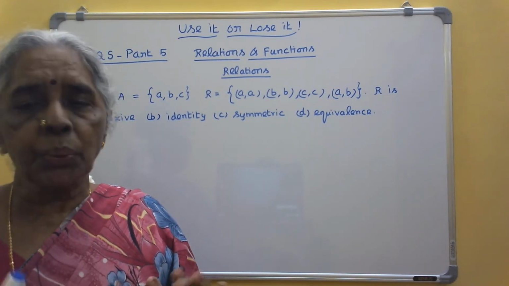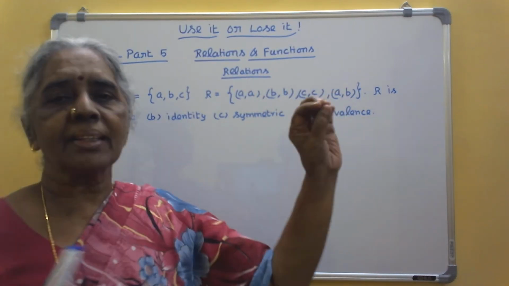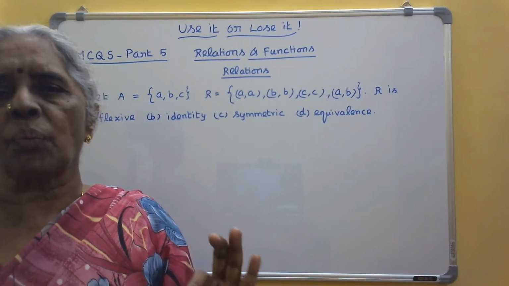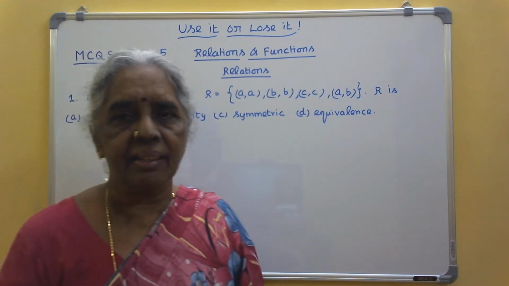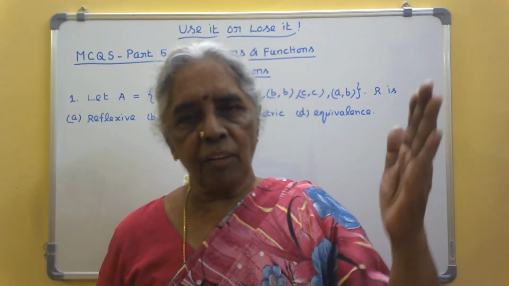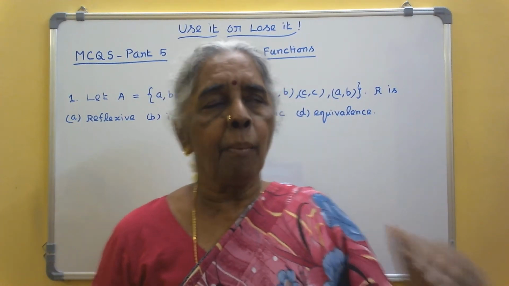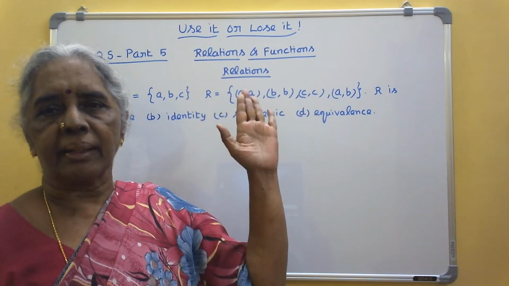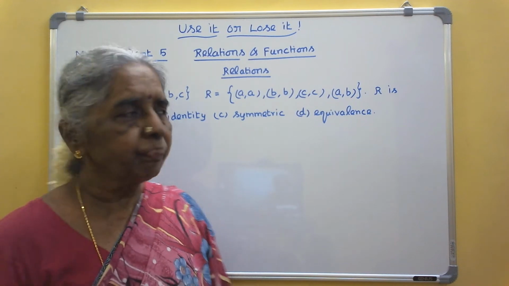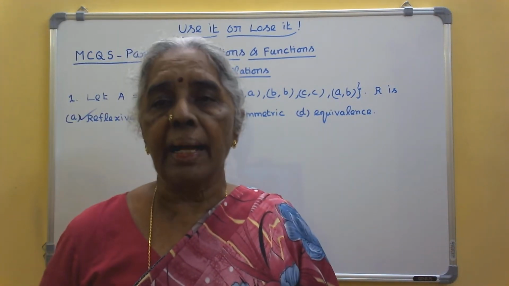But here you should know the difference. Suppose you want it to be an identity relation, that extra element should not come there. It should contain only the reflexive pairs. That is the difference. Okay. Identity relation will contain only reflexive pairs. But a reflexive relation can contain any extra element, as long as all the 3 reflexive pairs are there. So this is only reflexive. Is it clear to you? So now option A is your correct answer.